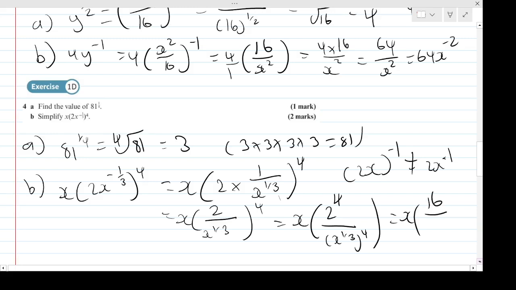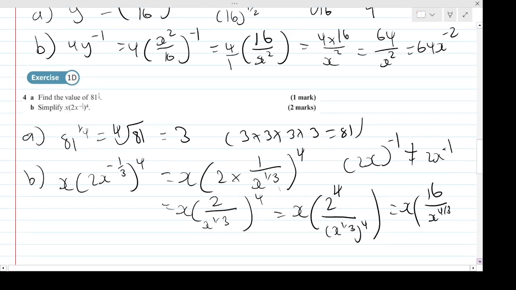And then x to a third of a 4. Well, that's going to be times in the powers, right? Because then we're going to have a third times 4. That's going to be x to the 4 over 3, okay? Because a third times 4 is 4 over 3.